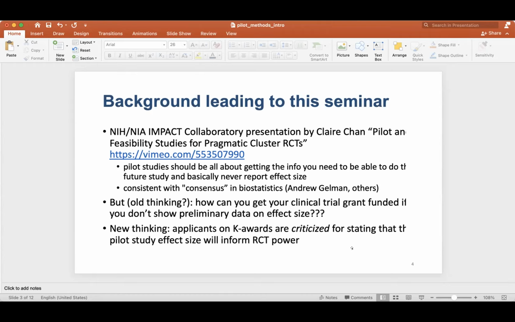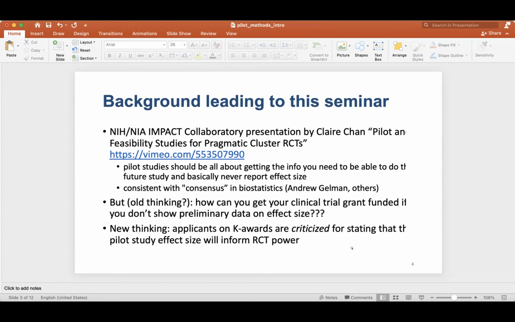And then practically, there's what you do and there's the grant you write. Given the lack of consensus by reviewers about the goals of pilot studies, what are the best strategies for grant applications, both Ks and Rs and other non-NIH funding mechanisms?